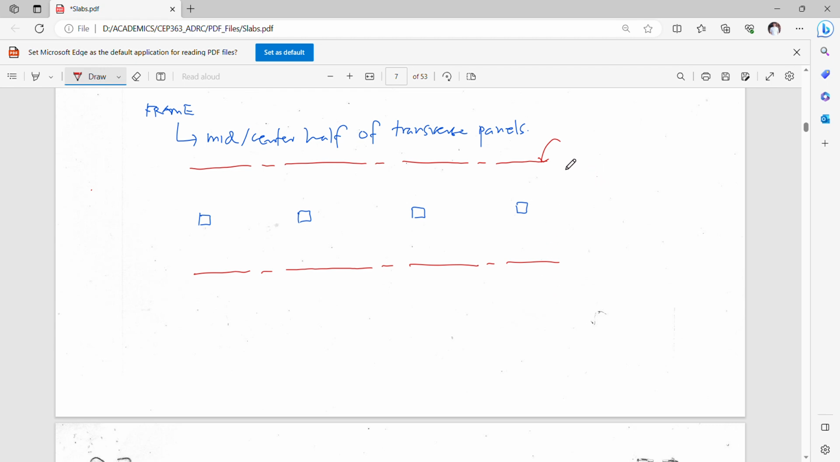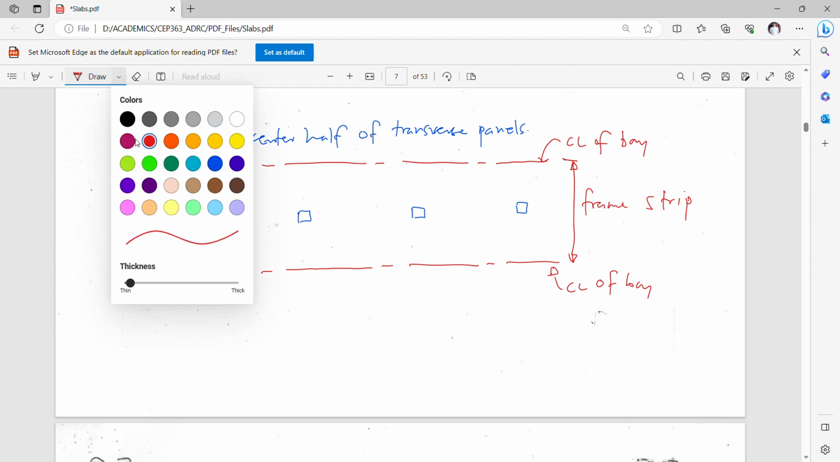So this will dictate the center line of the bay on that side, and this is the center line of the bay on the other side. This constitutes the extremities or boundaries of your frame strip or the equivalent frame. You may call it the equivalent frame strip.